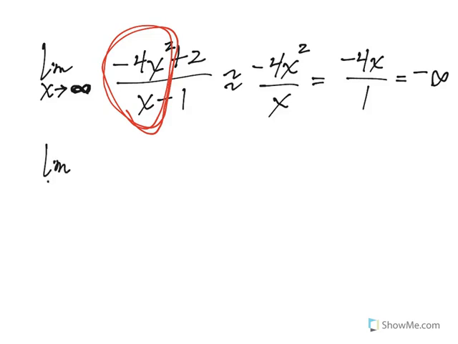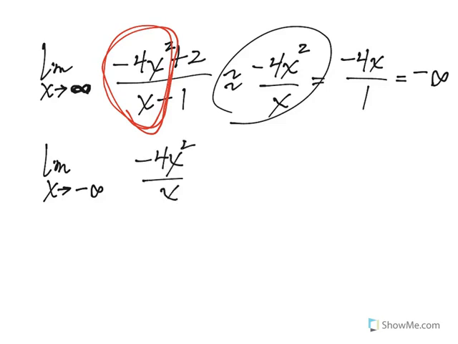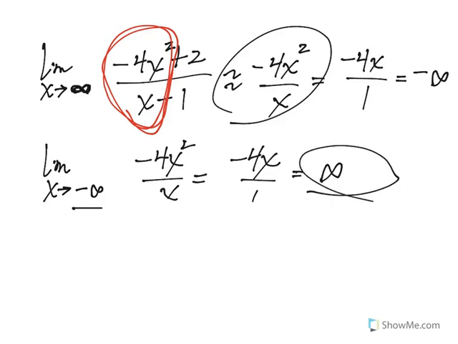Now, what if I take the limit as x goes to negative infinity? Again, I can still say that this is roughly equal to negative 4x squared over x. And when I cancel, I get negative 4x over 1. I plug in a giant negative number. Let's say negative 1 billion times negative 4 gives me a huge positive number. So the limit on this one will be positive infinity.